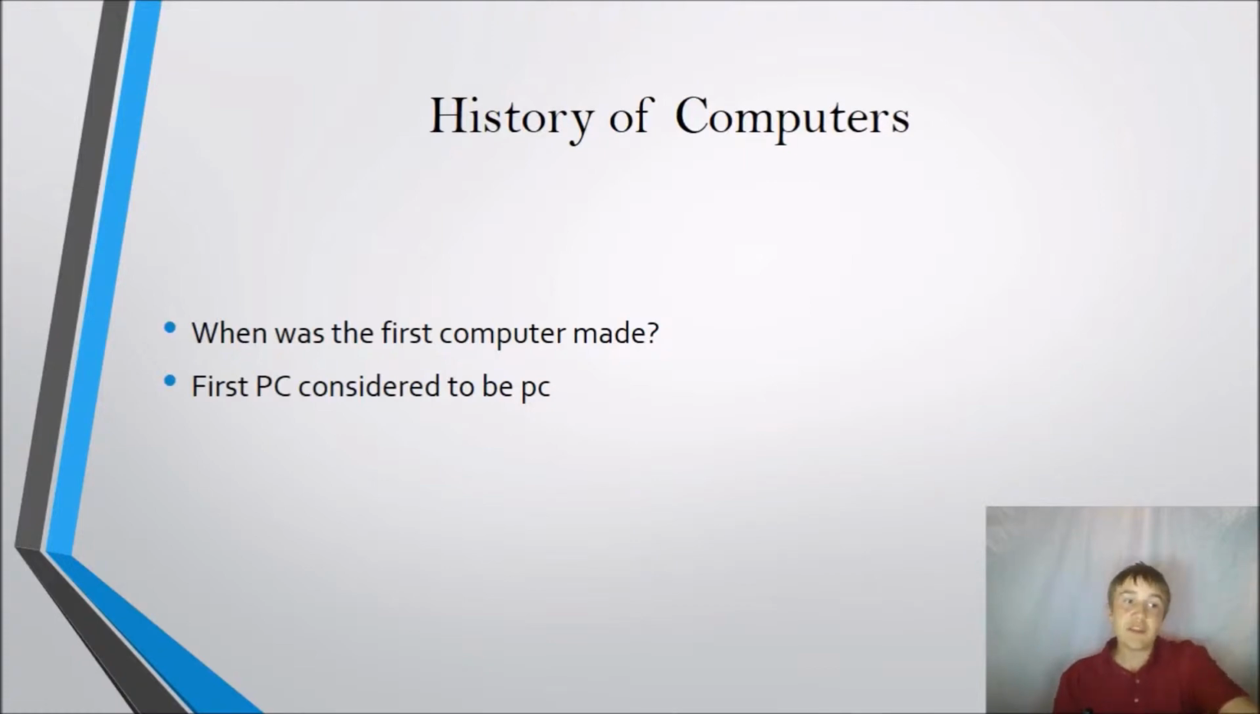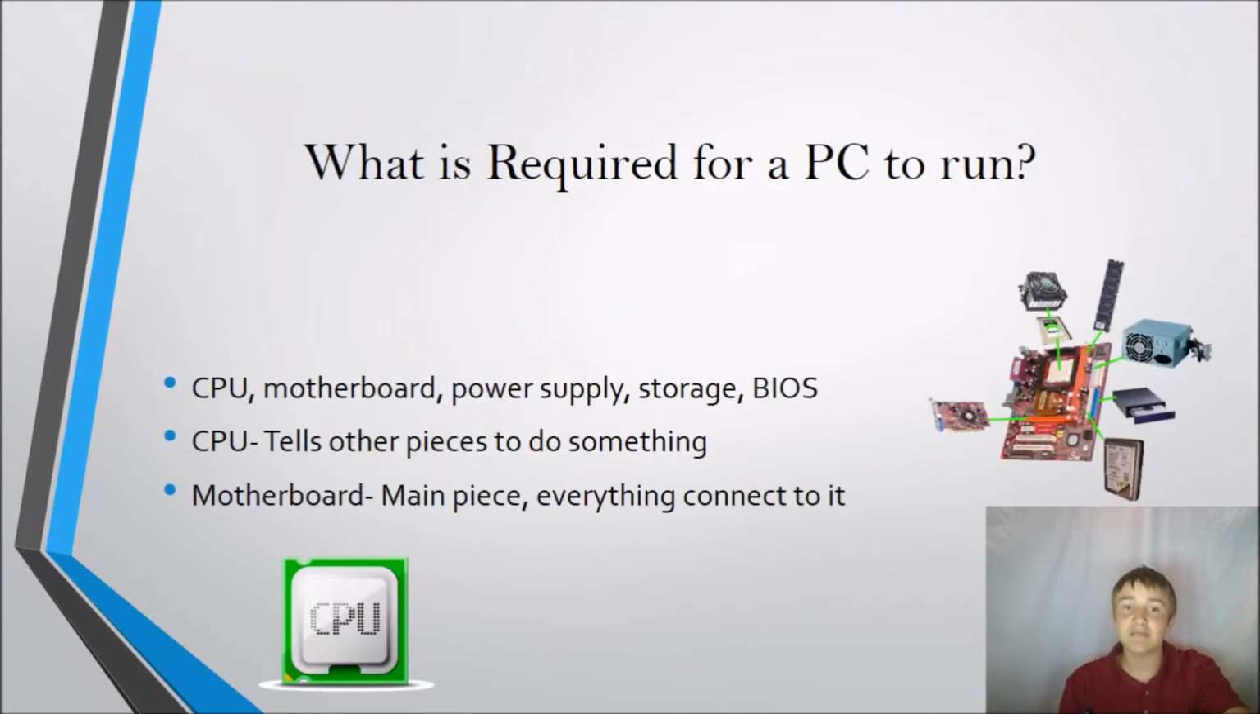The first computer to be considered a PC was the IBM model 5150. Now, you might be asking, what makes a PC? Well, it's what's inside. Inside a computer, there's a CPU, motherboard, power supply, storage, RAM, and BIOS.